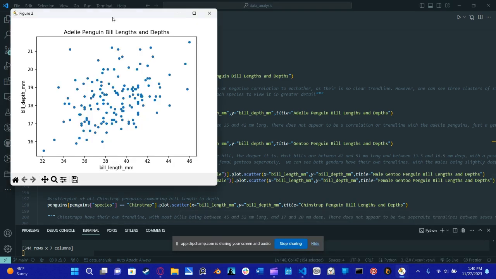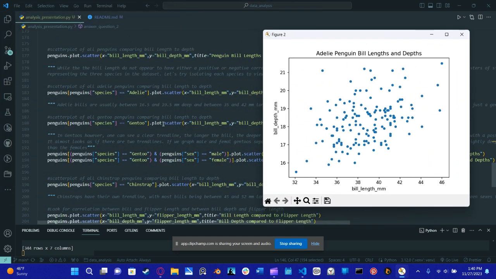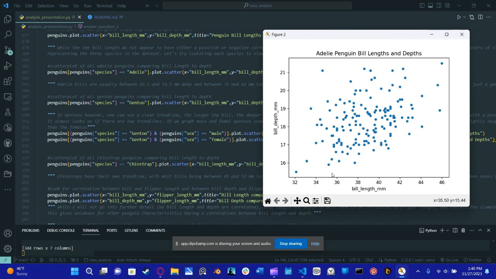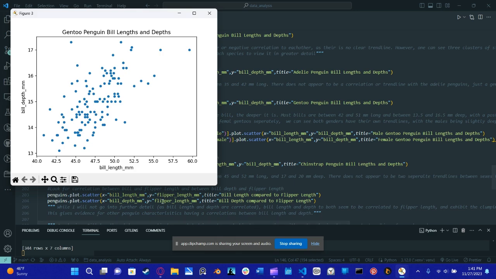Figure 2 has the Adelie penguin bill lengths and depths. Adelie bills are usually between 16.5 and 19.5 millimeters deep and between 35 and 42 millimeters long. They don't have much of a direct relationship, but they do kind of seem to be the longer they are, the deeper they are.